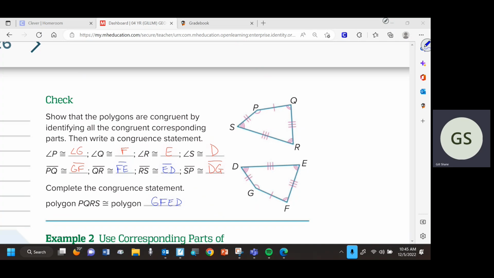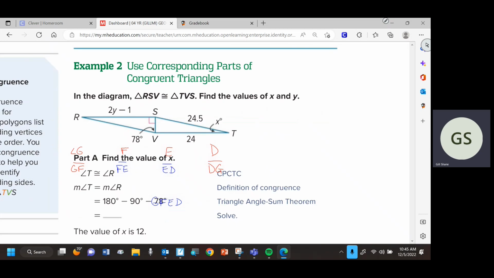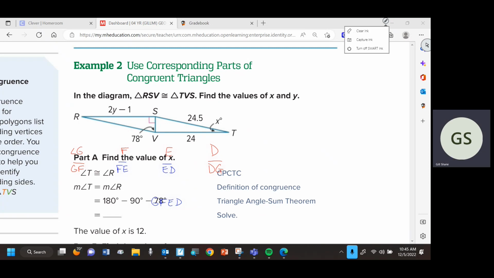All right. Let's maybe do this as the last thing and then the check. It's a pretty good one to end on though. Alright, let's try to find. Remember, this is the order they match up in. R matches up with T, S matches up with V.